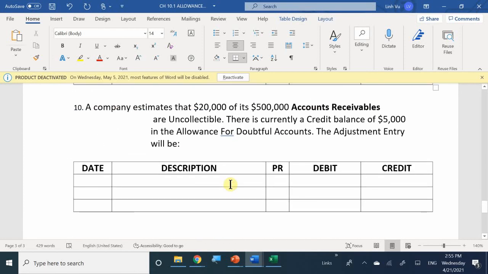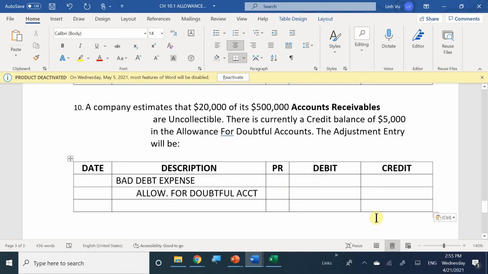All right. Now, question number 10 says a company estimates that 20,000 of its 500,000 accounts receivable is to be uncollectible. Okay, and there currently is a credit balance of $5,000 in the allowance for doubtful accounts. How do we record this adjustment? Now this one would be 15,000.